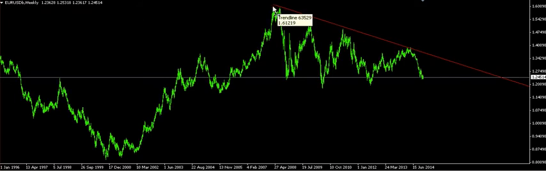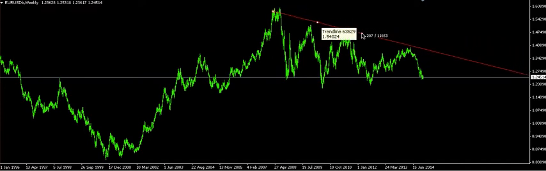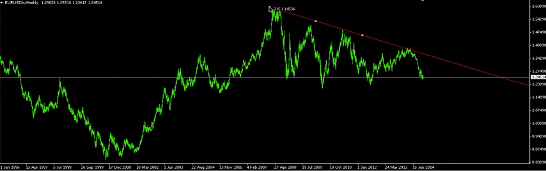These are the areas. There is no particular specific price where the sellers are. Sometimes sellers come in with a few pips difference, with odd numbers, using another strategy. So now we can see it's a weekly chart, and we have drawn resistance lines.